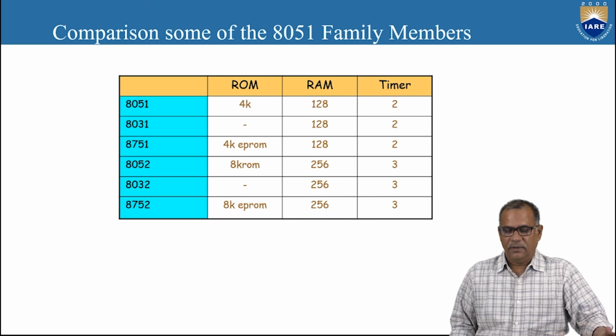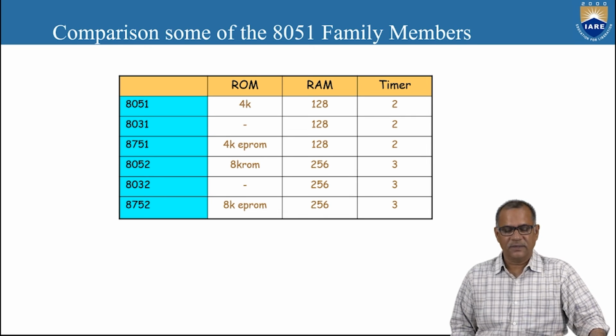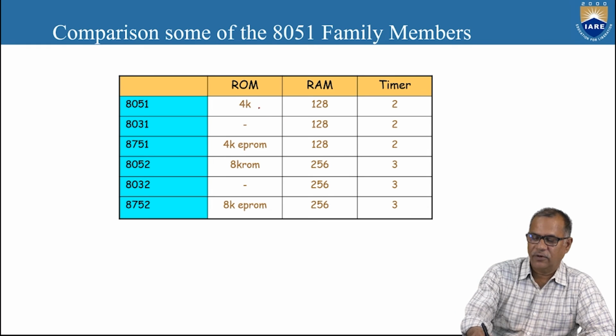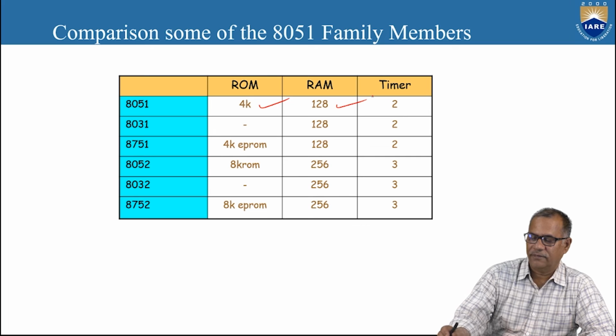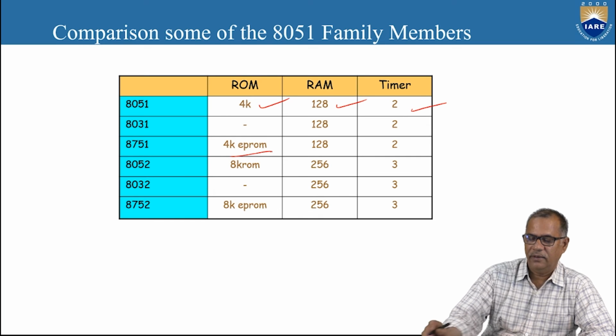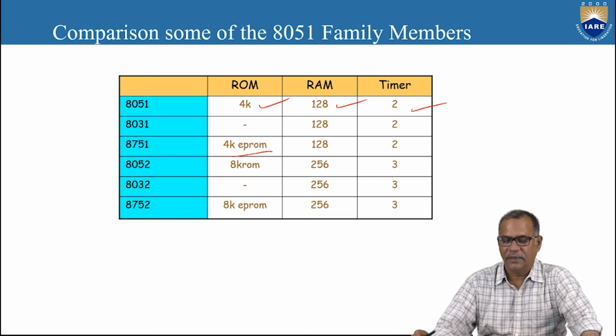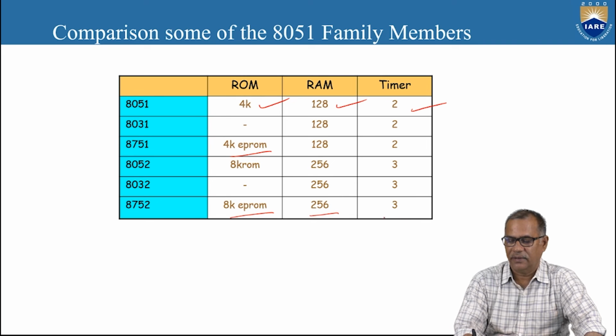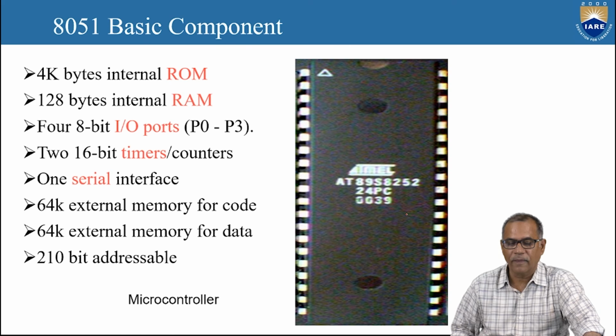And these are some of the comparisons between the 8051 family members, which we have discussed earlier also. So 8051 has 4 kilobytes of ROM and 128 bytes of RAM, and the timers are 2. Whereas in 8751, you have 4K EEPROM and 128 bytes of RAM. And in 8752, you have 8K EEPROM and 256 bytes of RAM, and the timers are 3.